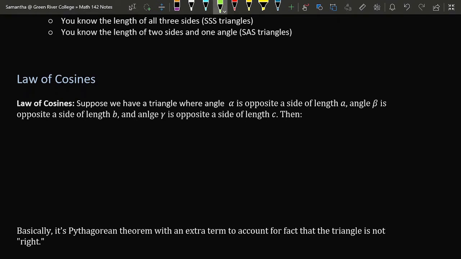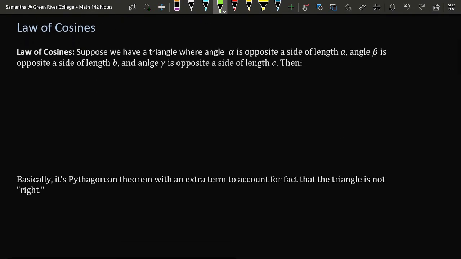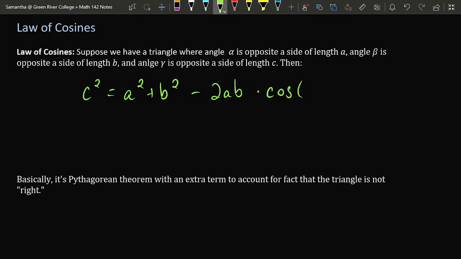So using the standard notation for a non-right triangle, the following formula is true. Suppose that I take the length of the side called c and square it. Then that is almost equal to a squared plus b squared. But because this is not necessarily a right triangle, we need to add an extra term in this formula to compensate for that. So the extra term that we add is minus 2 times a times b times cosine of the angle gamma.